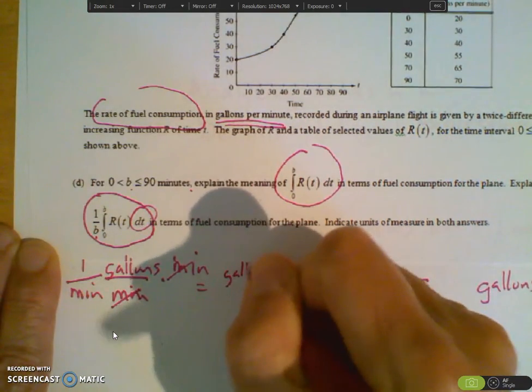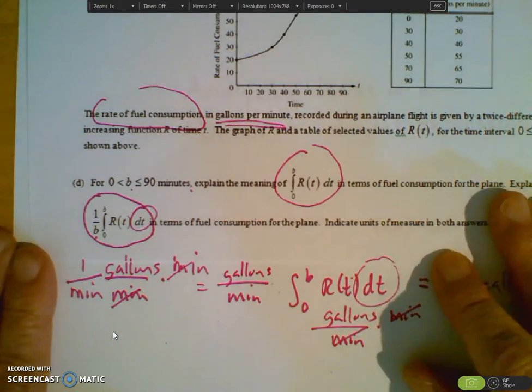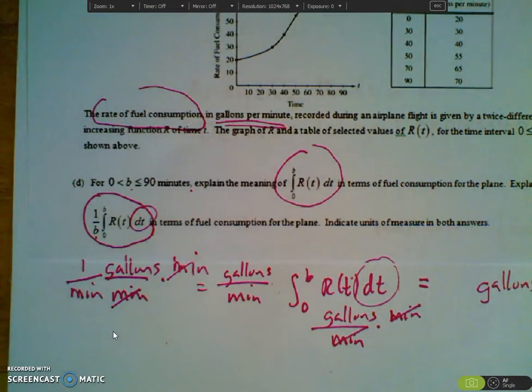So, gallons per minute. I hope that this video has given you some idea of how important the units are in a definite integral problem. They often help us to determine the meaning of the definite integral that we've been given.